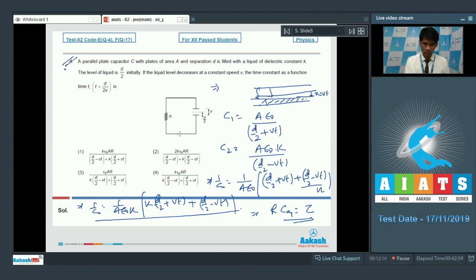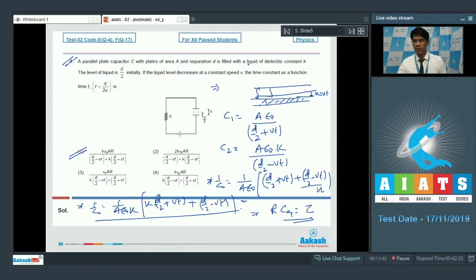So looking onto the options, here I would say the multiplier factor is D by 2 plus Vt, and in the numerator side we shall have A epsilon naught K into R. So I would say option 1 is the correct answer. Just have this calculation somewhere in rough paper and you will get this answer.